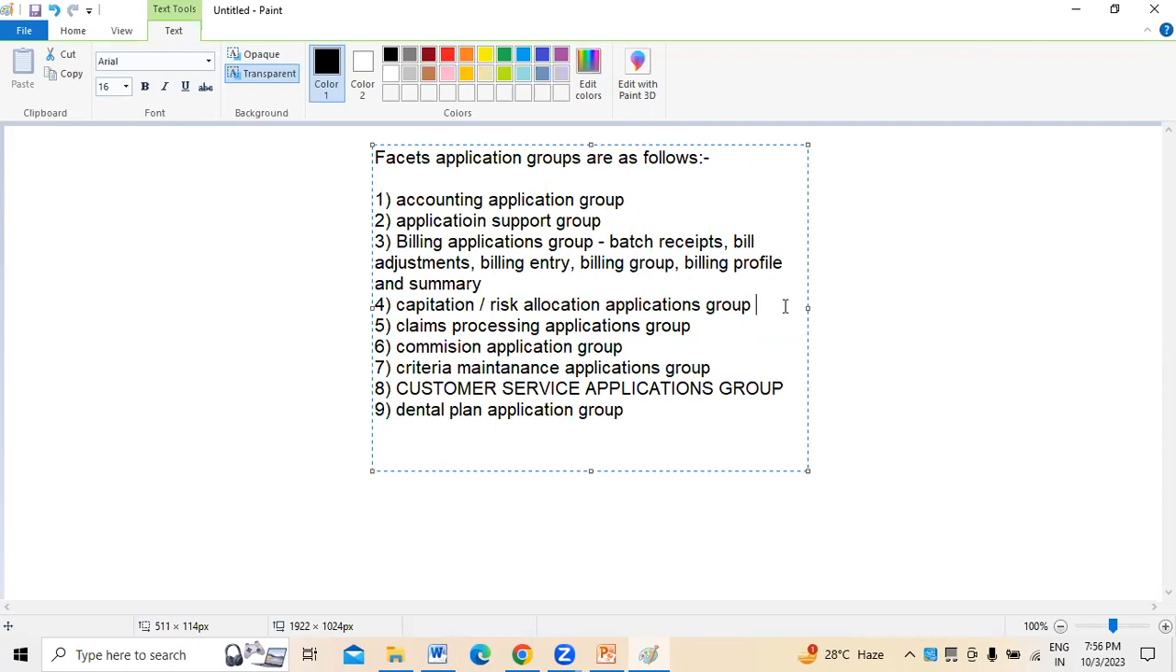At the same time, the kind of plans followed by the kind of benefits which are involved in it, all these things are involved when we talk about this claims mapping. So this is also one of the key elements we need to understand in context to the capitation and risk allocations. Followed by this, the claim processing application we talk about.